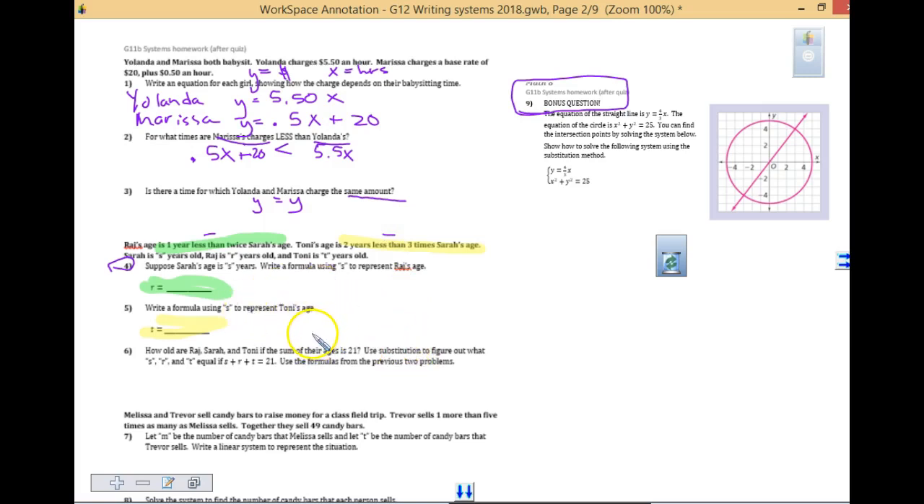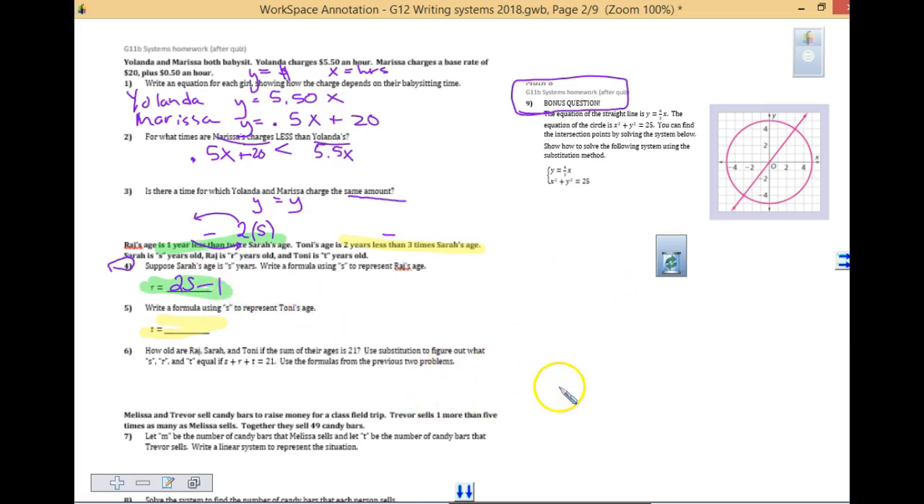So if we are reading and we want to take a look at it, Nikita, if we are looking at Raj's age, what is twice Sarah's age? What does that look like? If I know Sarah's age is S, twice her age would be 2S. So when I look down here at this equation, I'm going to go 2S. It's not going to be 1 minus that. The phrase less than makes you switch the order. So we're going to have 2S minus 1.